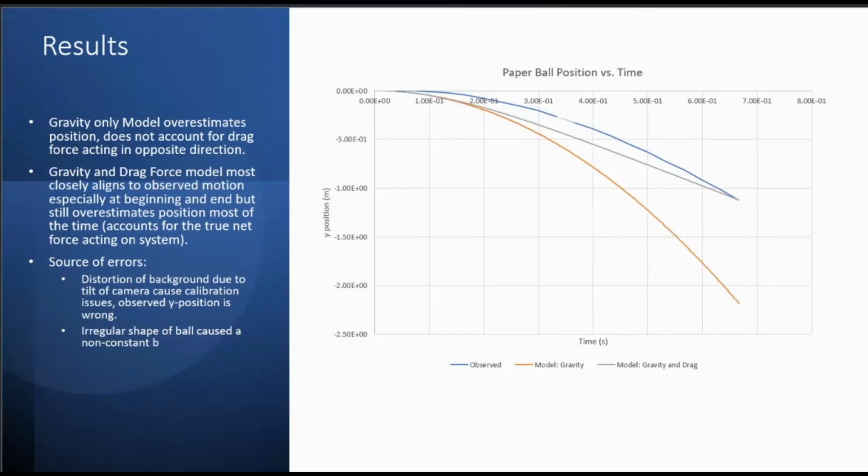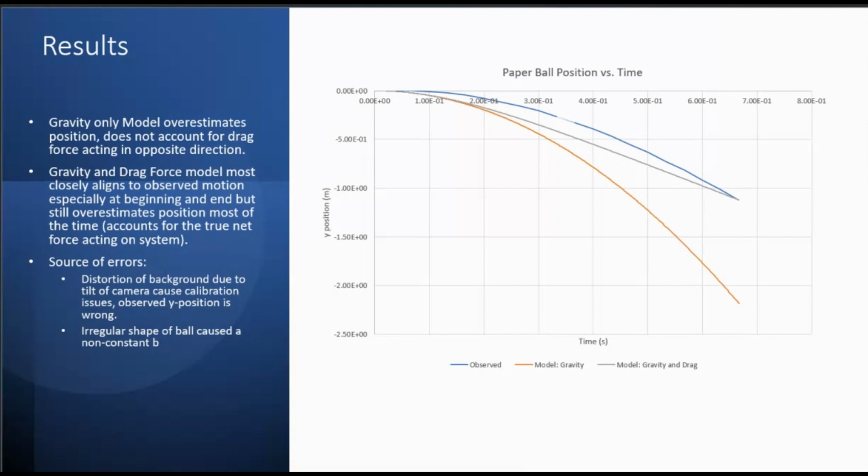It was found that the gravity model overestimated the position of the object due to not accounting for the drag force acting in the opposite direction. The gravity and drag force model most closely aligns to observed motion, especially at the beginning and end, but still overestimates position most of the time. However, it most closely accounts for the true net force acting on the system.